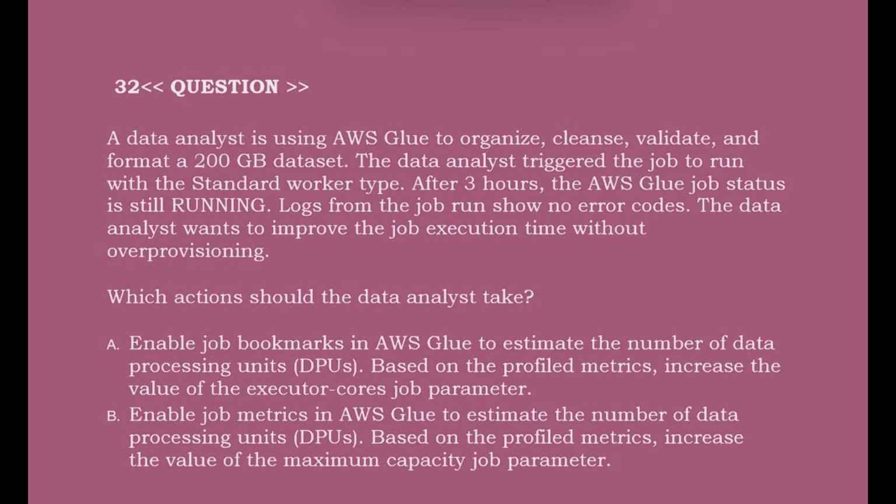Option A. Enable job bookmarks in AWS Glue to estimate the number of data processing units (DPUs). Based on the profiled metrics, increase the value of the executor code's job parameter. Option B. Enable job metrics in AWS Glue to estimate the number of data processing units (DPUs). Based on the profiled metrics, increase the value of the maximum capacity job parameter.